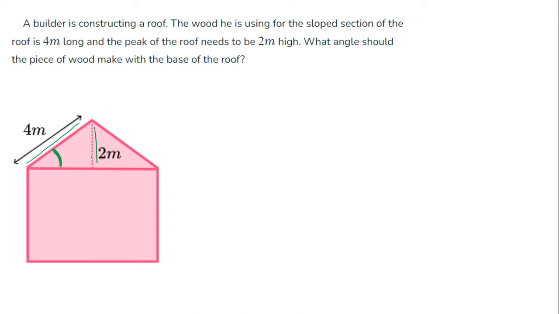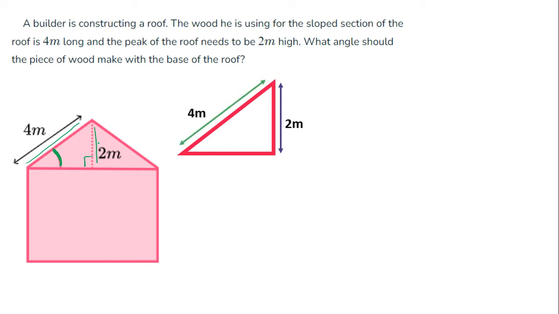So if you notice, this is a right angle triangle. So I can just simply grab out my right angle triangle, and you can see that the height is 2 meters and the diagonal, or the slope, is 4 meters, and this is a right angle, so I have my 90 degrees there with the base and the height, and the angle that they're asking is this one, which I can call x degrees.